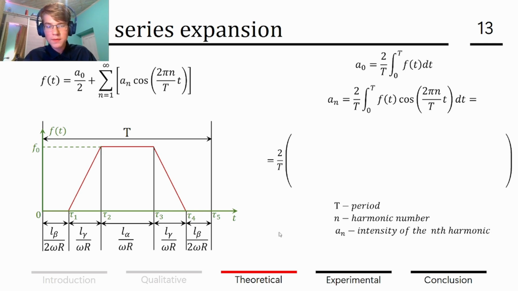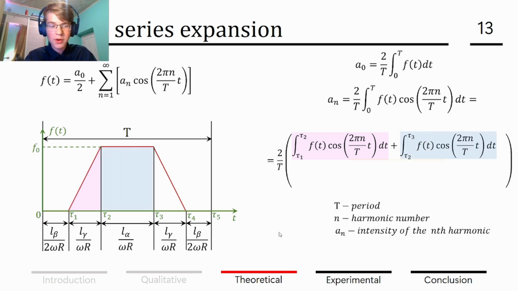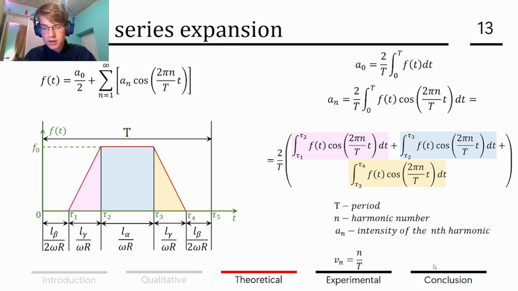where one of the factors of this expression could be represented as the sum of integrals from tau 1 to tau 2, from tau 2 to tau 3, and from tau 3 to tau 4. Integral between 0 and tau 1 and between tau 4 to tau 5 equals 0 according to our graph. Frequency of the nth harmonic is a multiple of the base harmonic frequency.